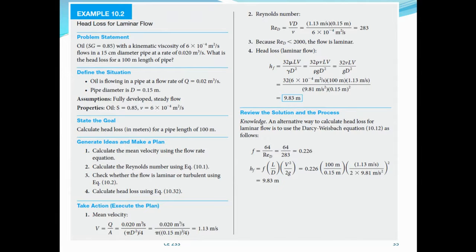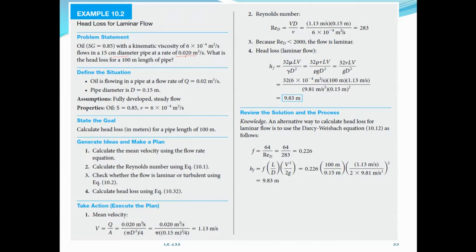Now let's take an example to demonstrate the application of the head loss formula in laminar flow. Here you have an oil whose specific gravity is 0.85 with kinematic viscosity of 6 times 10 to the power minus 4 meters squared per second, flowing in a 15 centimeter diameter pipe at a flow rate of 0.02 meter cubed per second. What is the head loss for a 100 meter length of the pipe? So we are looking for the head loss. Simple. And the first thing, we should try to find the velocity.